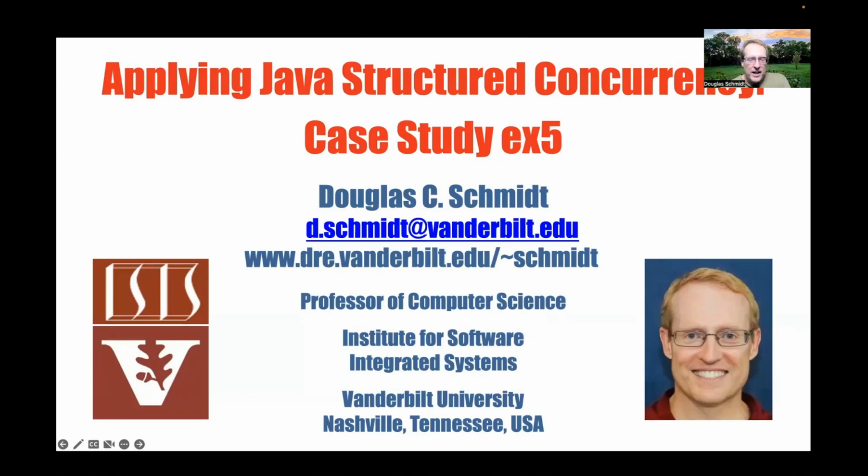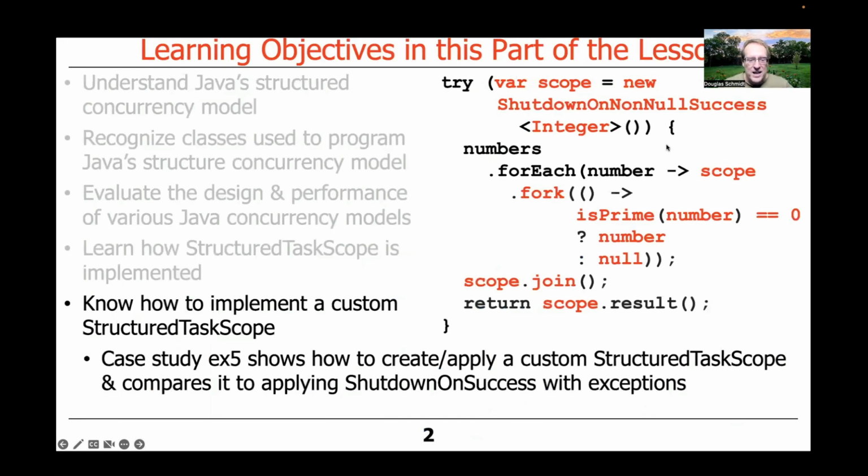So now that we've talked about how to implement a custom structured task scope subclass, let's go ahead and see how we can actually use this in practice. This example will show how to implement a custom structured task scope, which we call shutdown on non-null success. It'll also compare that technique to the approach of using shutdown on success with exceptions. And you can decide which one you like better.